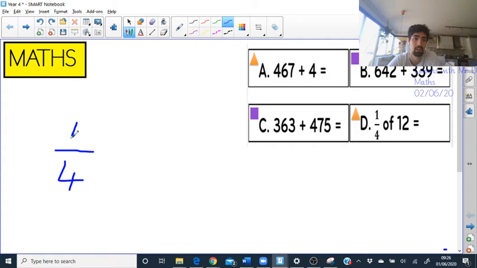So if I was to split 12 into 4 parts, if you know your times tables really well, you know that 3, add 3, add 3, add 3, 3, 6, 9, 12. 1/4 of 12 is 3. Again, don't worry if that's too tricky. We will go through fractions properly from the beginning.